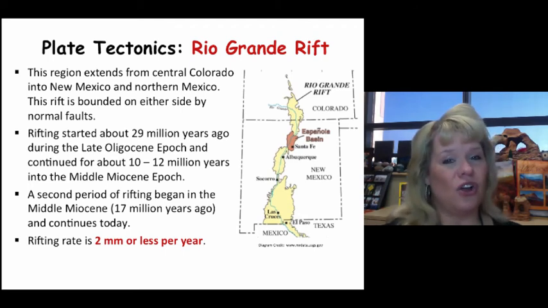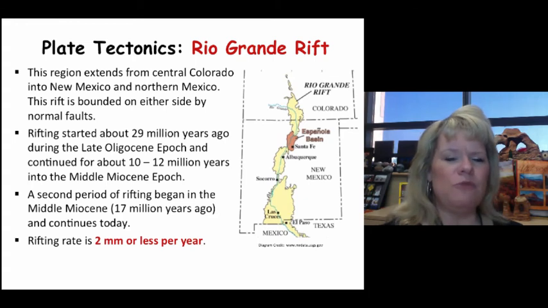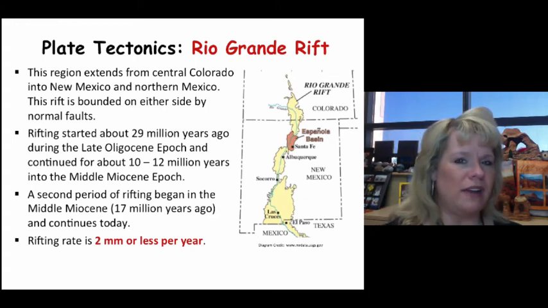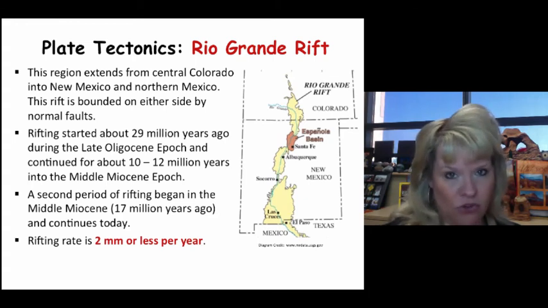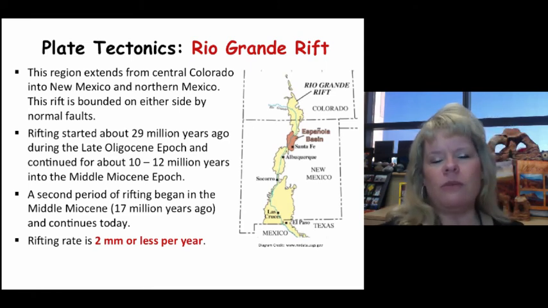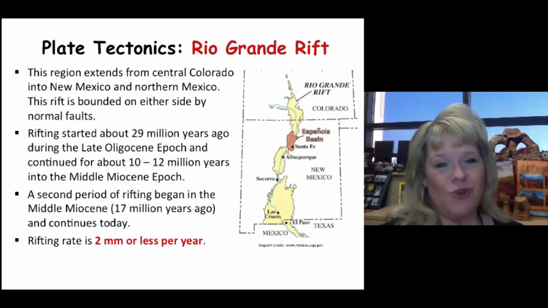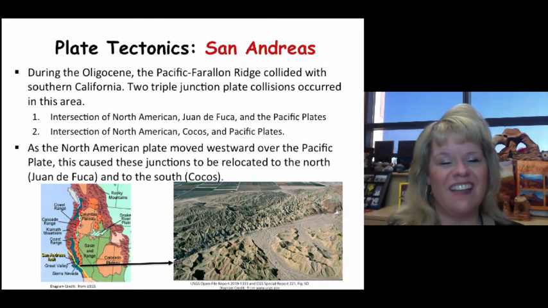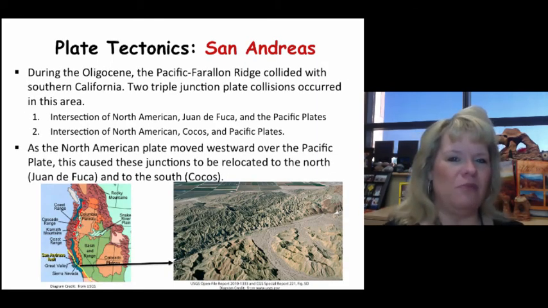It's still occurring today. A number of evidences for that. It's moving at a very slow rate of about 2 millimeters, not centimeters, millimeters per year. What's some of the evidence? Lots and lots and lots of lava flows, and we'll get into some of those when we get into the Quaternary. We can't talk about plate tectonics in the Cenozoic without talking about the birth of the San Andreas Fault.